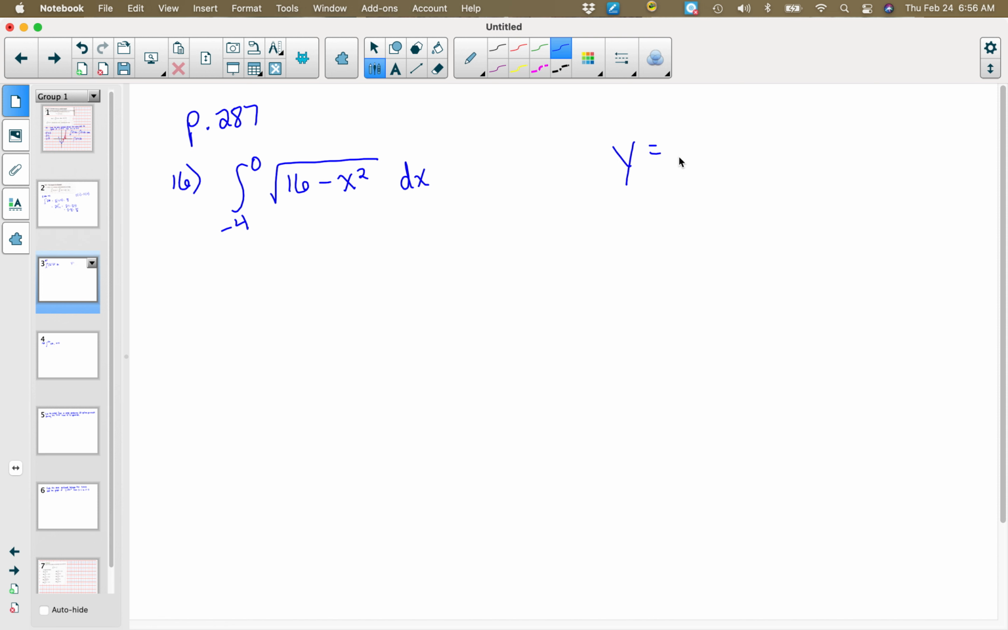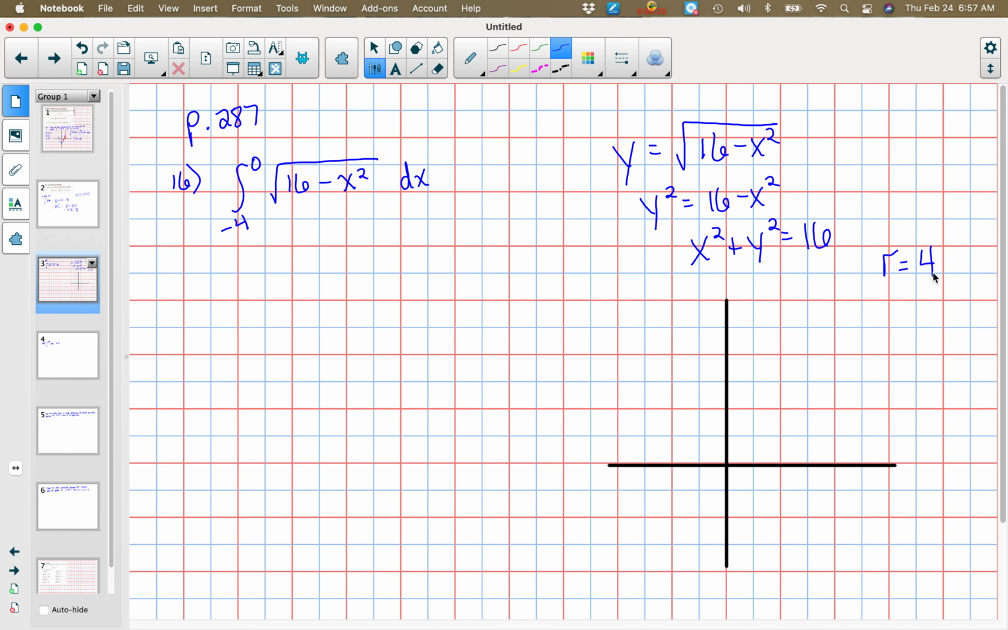so let's take a look at this. So if y is the square root of 16 minus x squared, if you square both sides, and then I'm going to add the x squared to the other side, notice I get, this is the formula for a circle with a radius of 4. So it's centered at the origin, since it's just an x squared and a y squared. My radius is 4, so then if I were to go this direction, this direction, this direction, this direction, I could draw in my circle.